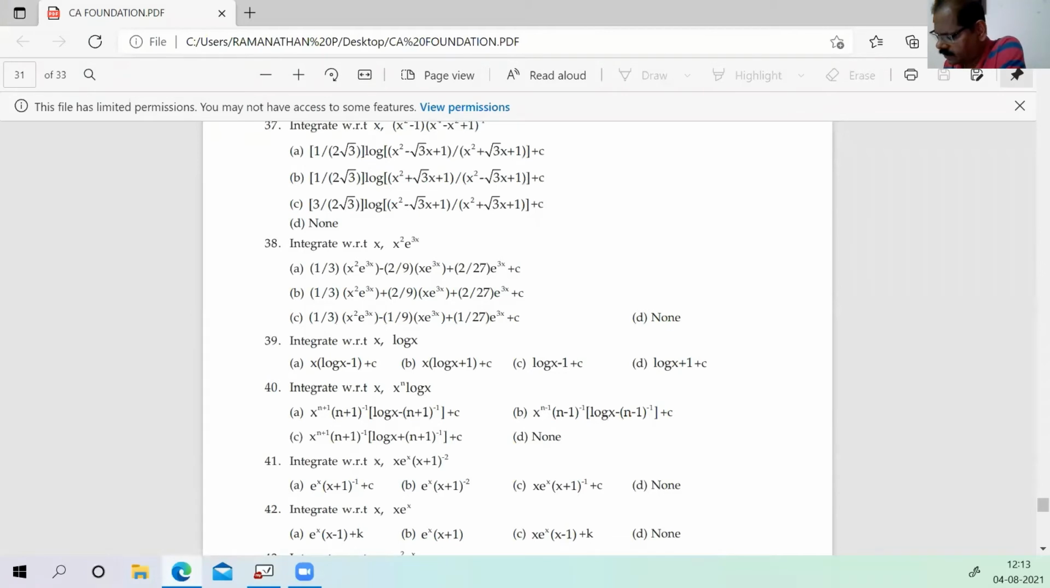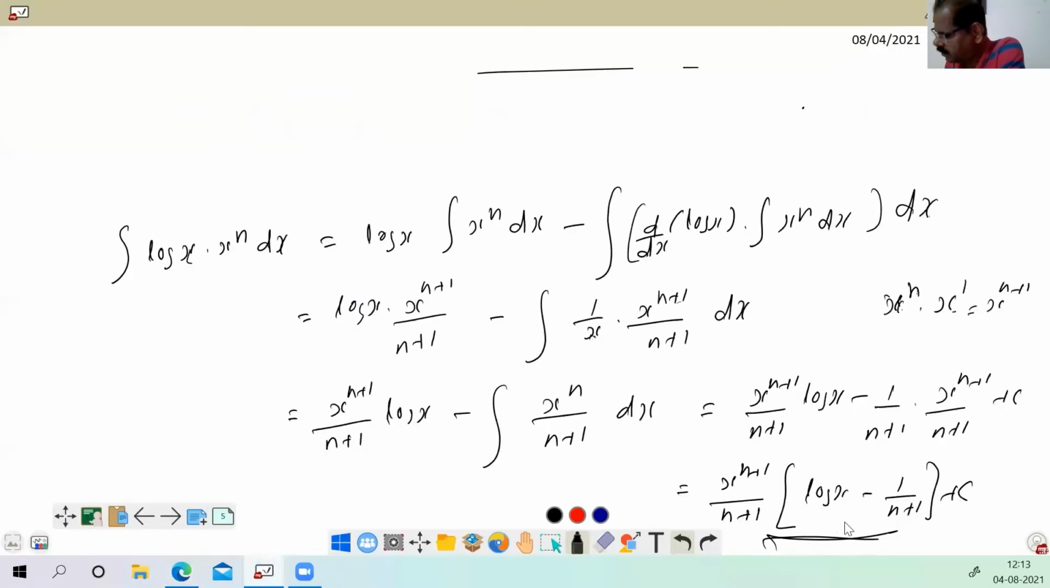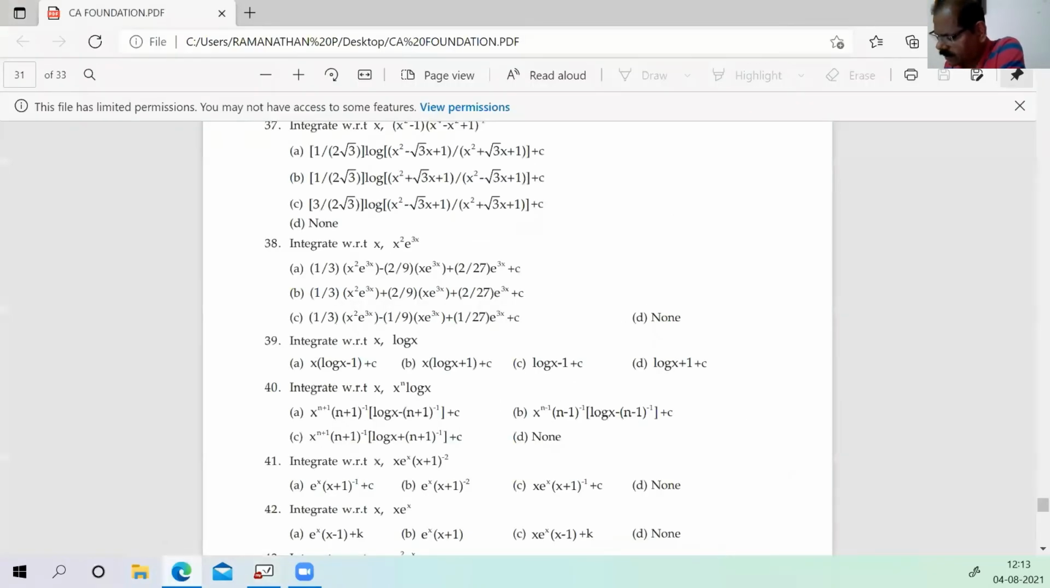x raised to n plus 1 by n plus 1, log x minus 1 by n plus 1. So this is our answer. So A is the answer.